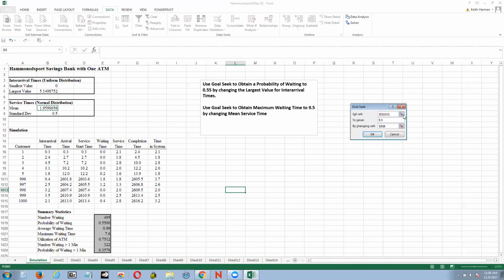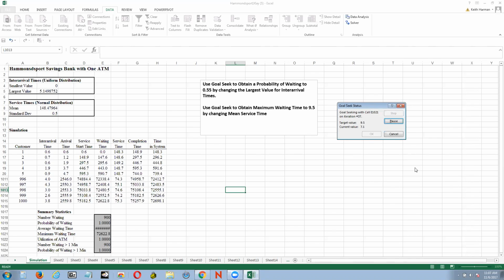And so we're going to set cell E1021, and E1021 is the maximum waiting time. Right now it's 7.6. We want it to be 9.5, by changing the cell, by changing the mean service time, which is over here at B8. Click OK. Let's see what we get. We're going to see it run through the simulation. Okay. And we'll see what we arrive at.